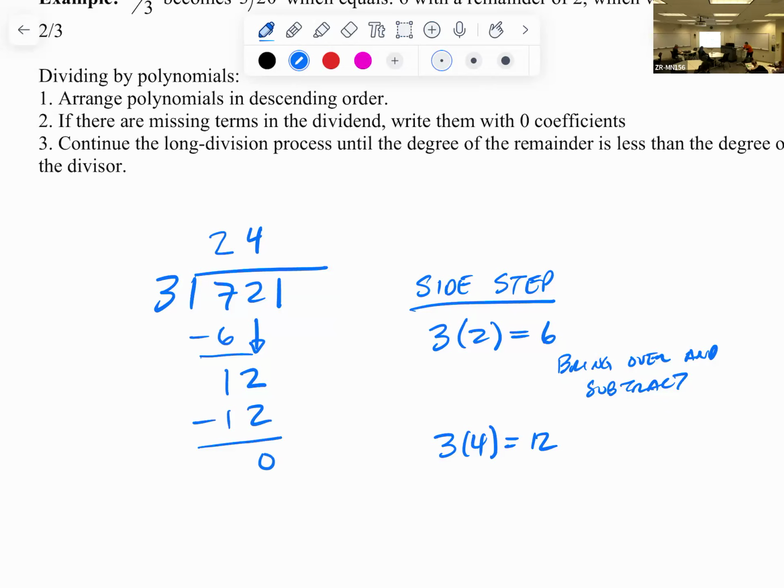Then lastly, you bring the last number all the way down. And you say, how many times does 3 go into 1? 0 times. So what does that 1 become? The last value becomes what we call the remainder. But in polynomial division, we don't just say it has a remainder. If I want to write the exact number, what number is this? 1/3.